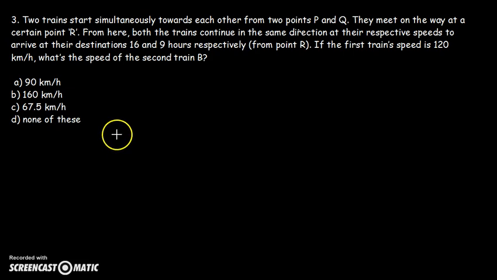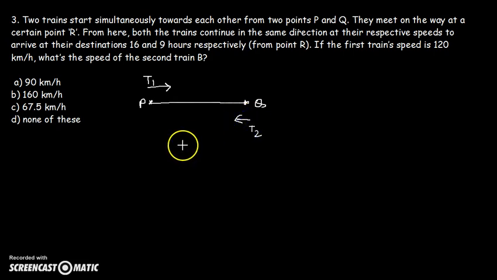So as you can see, there are two trains that are being talked about, and they start from point P. The first one starts from point P. The second one starts from point Q, and they move in the opposite direction. Train T1 like this and train T2 like this, and they meet at a point, say R.